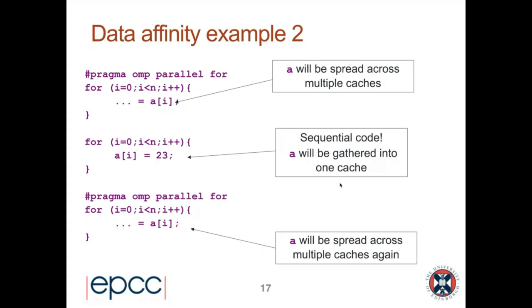But what can happen here is that in the first loop, the accesses to A mean that copies of different parts of A will be spread across the multiple caches where those threads are executing. The sequential code will require exclusive access to that data. So the middle loop will cause A to get gathered all into one cache, the one where the master thread is executing. It'll end up with exclusive copies of all the elements of A. And then when we come to the third loop, we have expensive accesses because that data is no longer cached where we would like it to be, which is close to the threads which are accessing the data.